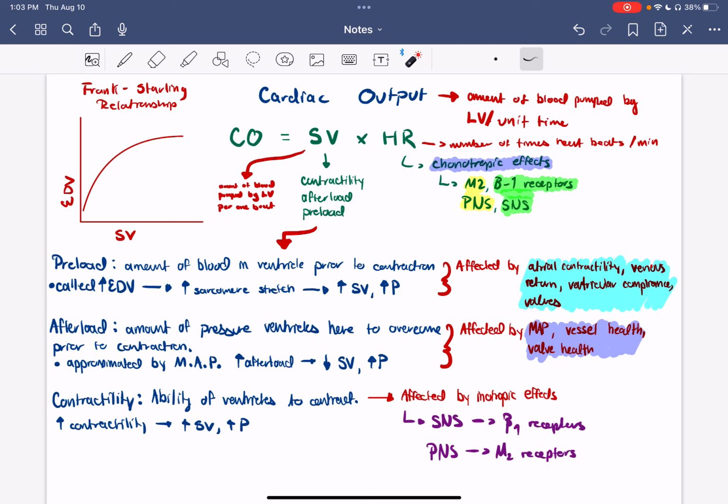Ventricular compliance, recall, is the ability of the ventricle to stretch in response to volume changes. So if you have a ventricle that's compliant, that's able to accommodate more blood, that means the preload is increased. And finally, if you have a stenosed mitral valve, for example, you have less blood entering through the valve from the atria, and therefore preload is decreased. On the other hand, if you have a regurgitant aortic valve, so blood from the aorta is going back into that left ventricle, you would increase the preload. And that is essentially cardiac output and the Frank-Starling mechanism.